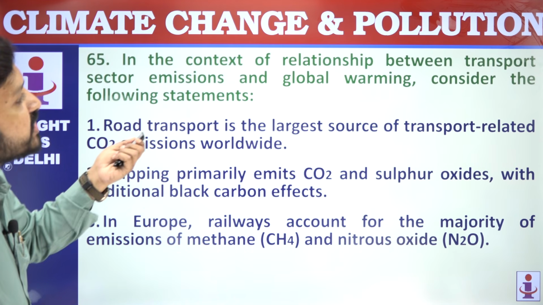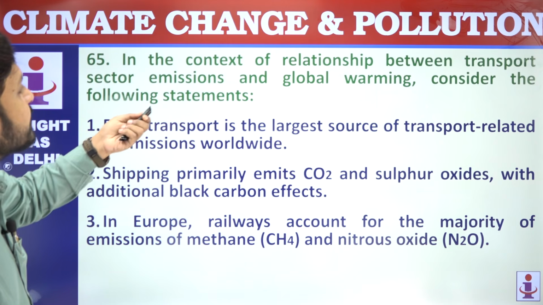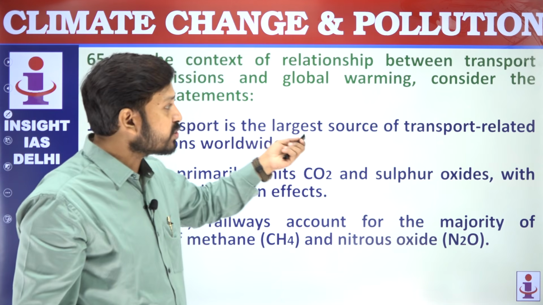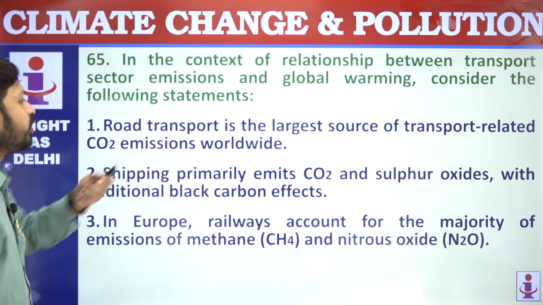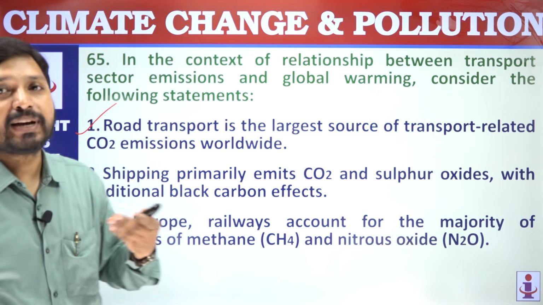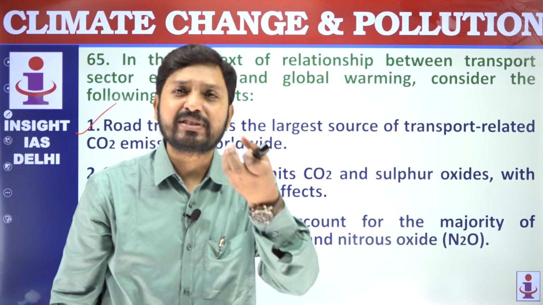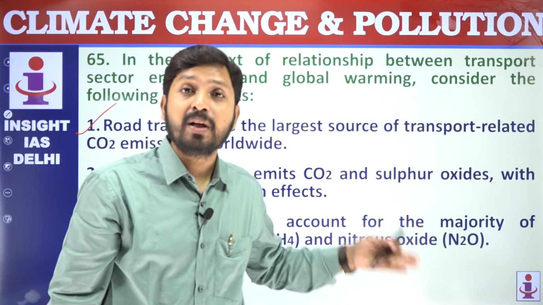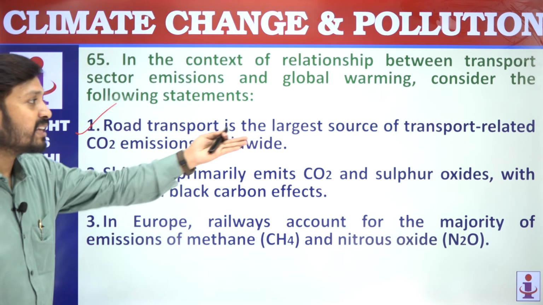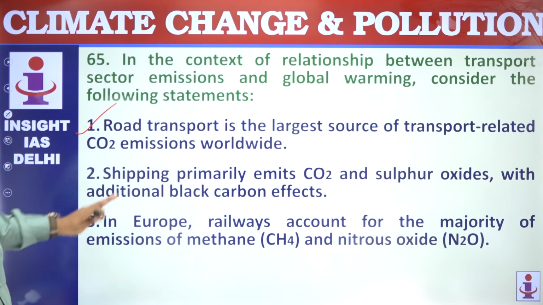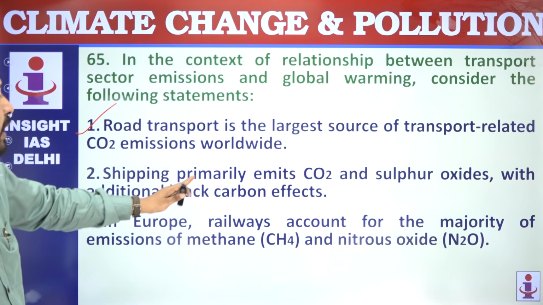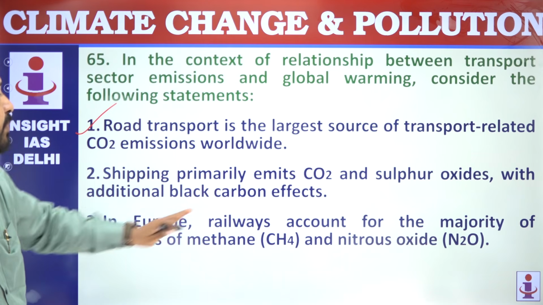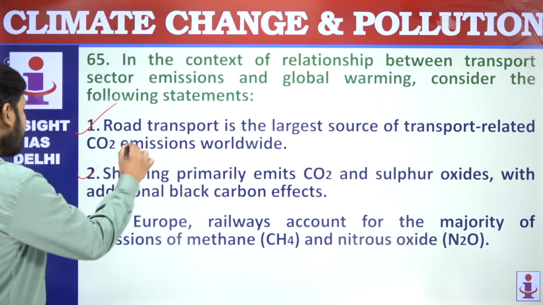In the context of relationship between transport sector emissions and global warming, consider the following statements. Road transport is the largest source of transport related CO2 emissions worldwide. For example, railways are also there, right? So railways contribute very little. Ships and all these things contribute very little compared to the roadways. So roadways are the largest source of transport related CO2 emissions worldwide, right? Shipping primarily emits CO2 and sulfur oxides with additional black carbon effects. Yes, this is also a right statement.